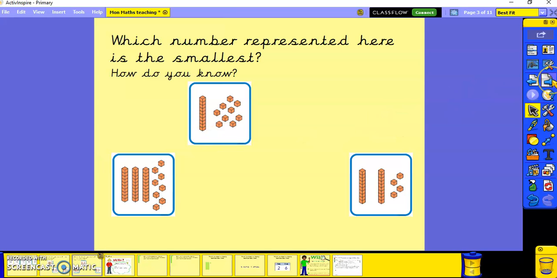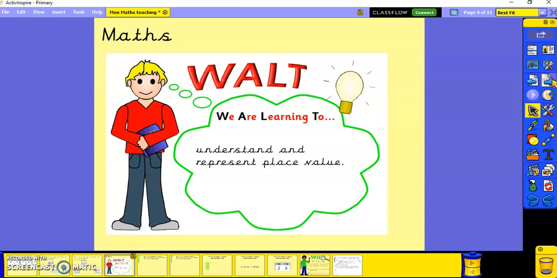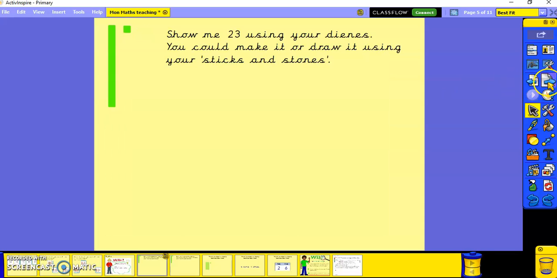So let's have a look at what we're going to be doing for the rest of this morning's lesson. So today we are learning to understand and represent place value. So remember, that is understanding and showing me how many tens and how many ones a number has got. So show me the number 23 using your Deans. Remember, you could make it or you could draw it using your sticks and stones. So pause the video here while you are drawing or showing me your 23.